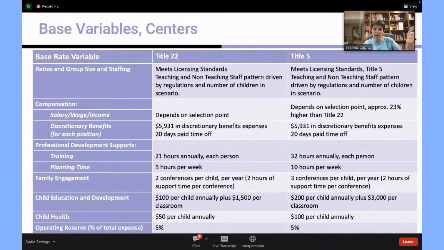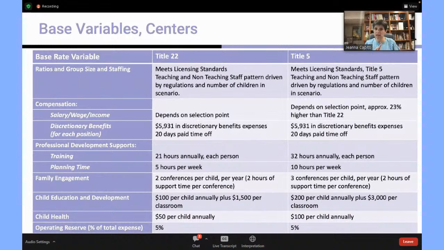And you'll see that the categories of the base variables are the same. Both programs, Title 22 and Title 5, have the same set of variables included in their base rate calculation. The amount assigned to a variable may differ between Title 22 and Title 5, though not in all instances. If you look at discretionary benefits, about midway down the chart in the compensation area, in the cost model there are two big values to it.